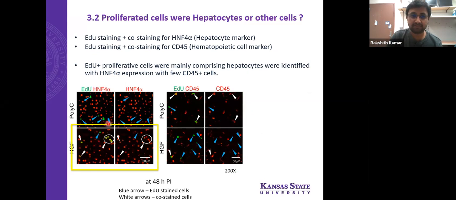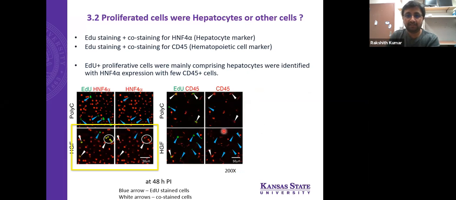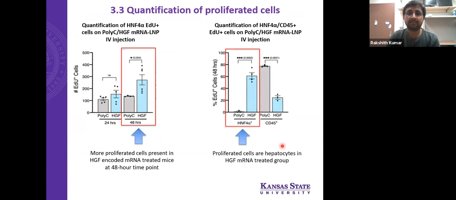To confirm that the poly-C RNA cells which proliferated were not hepatocytes, they did co-immunostaining with CD45, and found that the proliferation caused by poly-C mRNA was in CD45 cells, not hepatocytes. The HGF group, with HNF4 alpha, showed hepatocytes positive for EdU as well as HNF4 alpha, which is a cell-specific marker for hepatocytes. And they also quantified the proliferated cells.